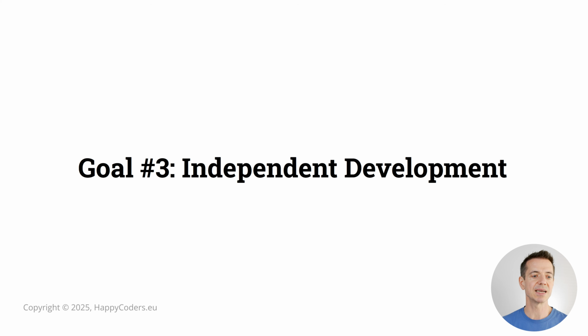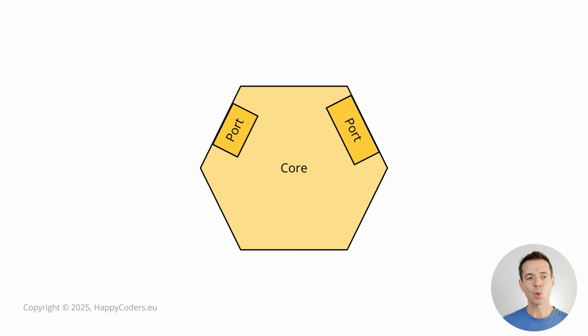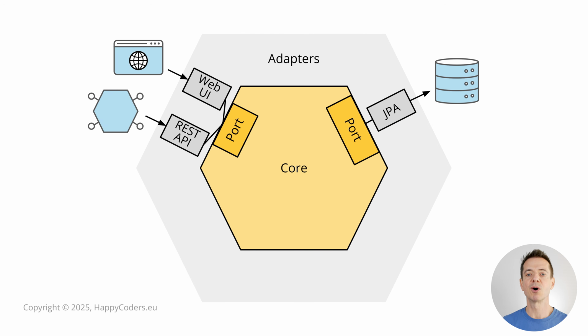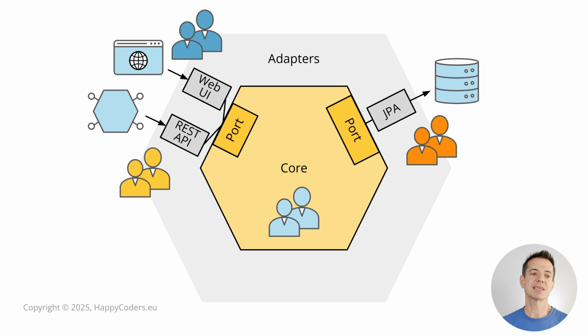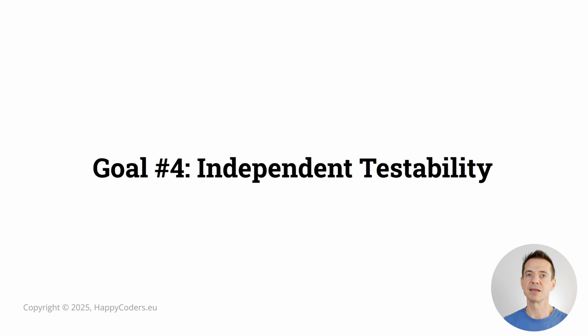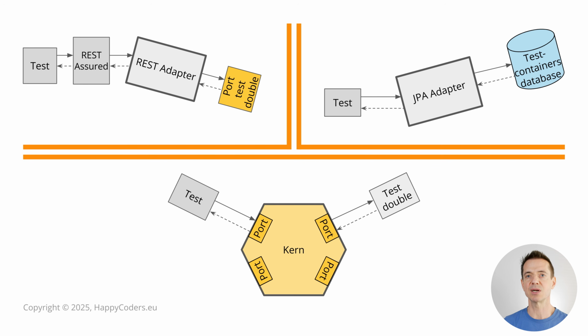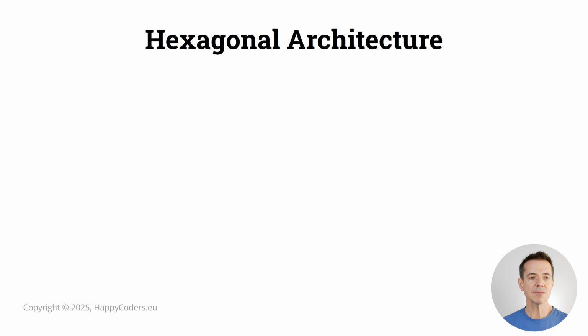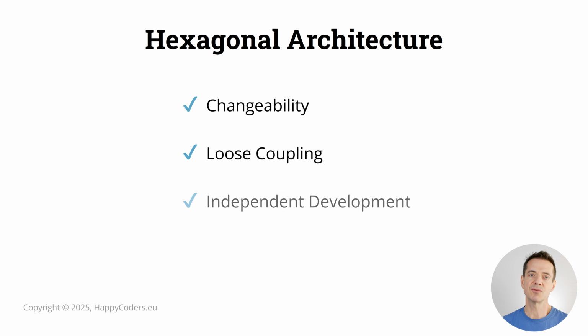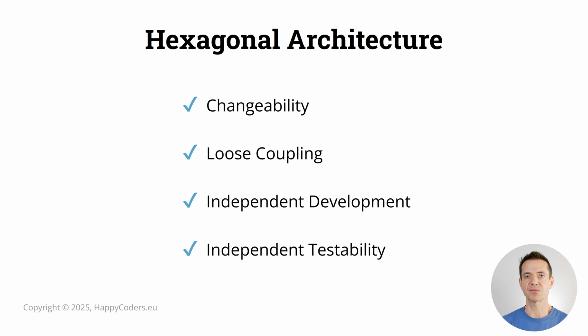The third point is independent development. Once the application core with its ports has been defined, further work on the components can easily be split, for example across multiple pairs. And fourth, independent testability. I showed this just a few minutes ago. By using test doubles, we can test all components completely in isolation from each other. Hexagonal architecture therefore fulfills all the criteria of a good software architecture. So, should you only work with hexagonal architecture from now on?